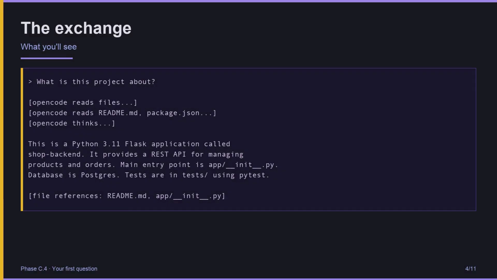Good first question traits. Here's what the exchange looks like. You type your question. OpenCode shows it reading files, actually shows you which files. Then thinks, sometimes you see thinking steps. Then answers in plain English. The answer references real files in your project, README, AppInit, etc. Those file references are how you verify the answer.